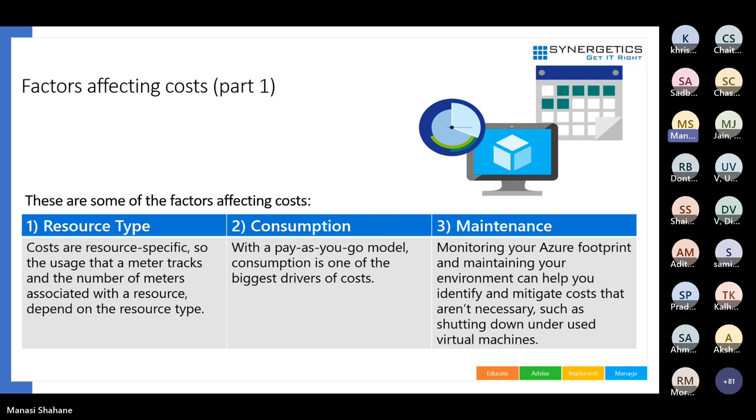The first factor is the resource type. What kind of service are you deploying? Whether it's a VM or a database, it depends on that. A database costs more, VMs don't cost much. Then storage, how much will it cost? All of these, the type of the resource, play a crucial role in your cost.